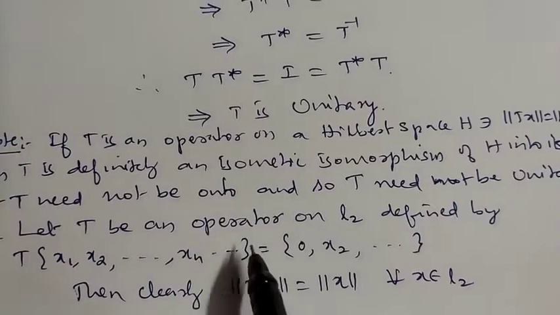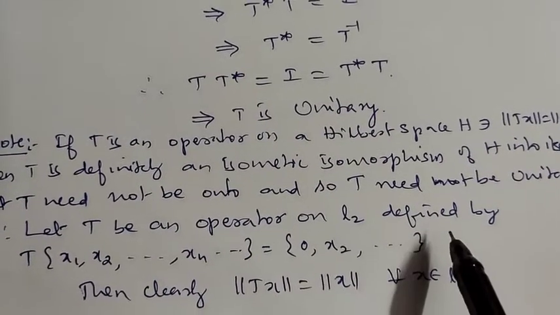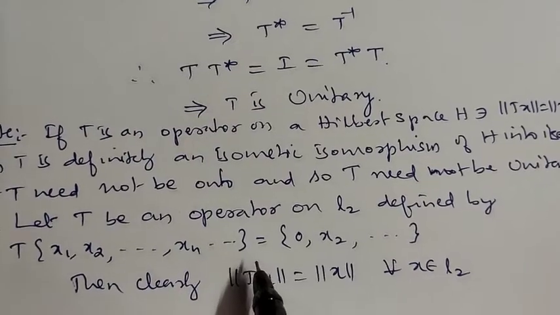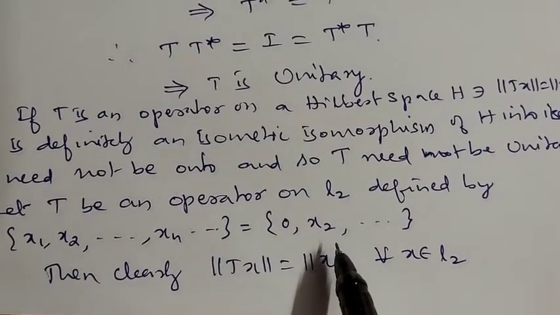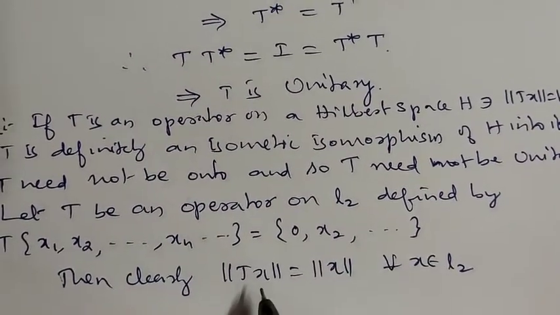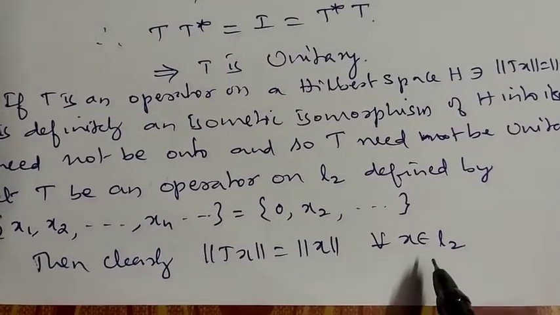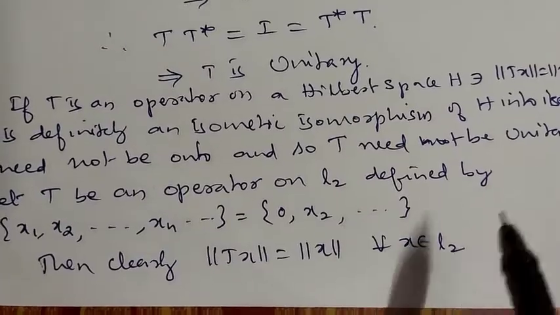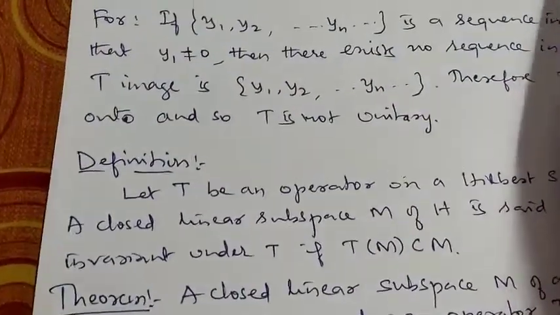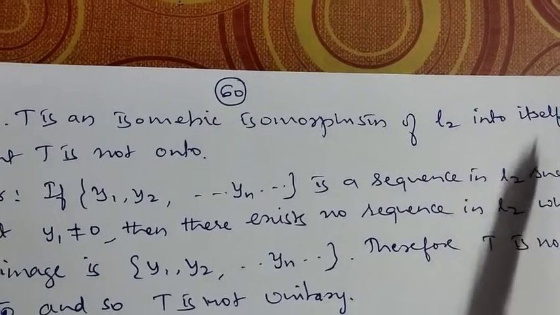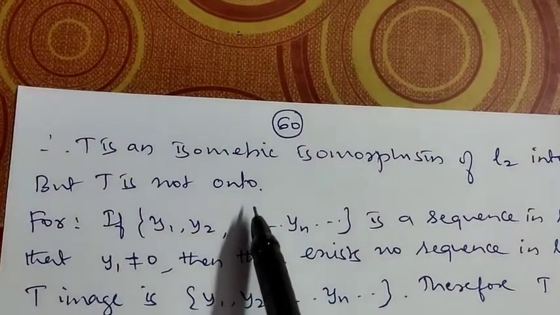Let T be an operator on L2 defined by T of (x1, x2, ..., xn, ...) equal to (0, x1, x2, ...). Then clearly the norm of T of x is equal to the norm of x for every x belonging to L2. Therefore, T is an isometric isomorphism of L2 into itself. But T is not onto.